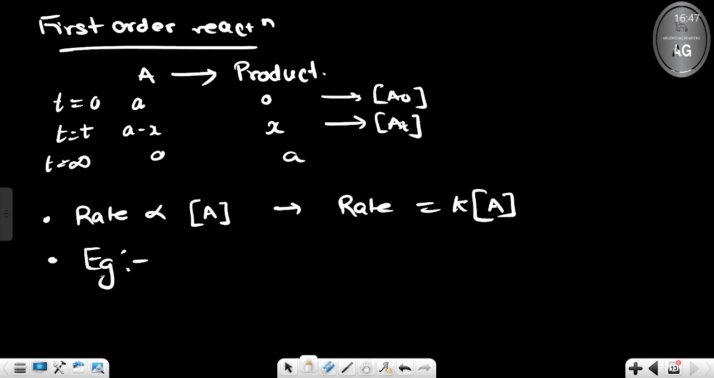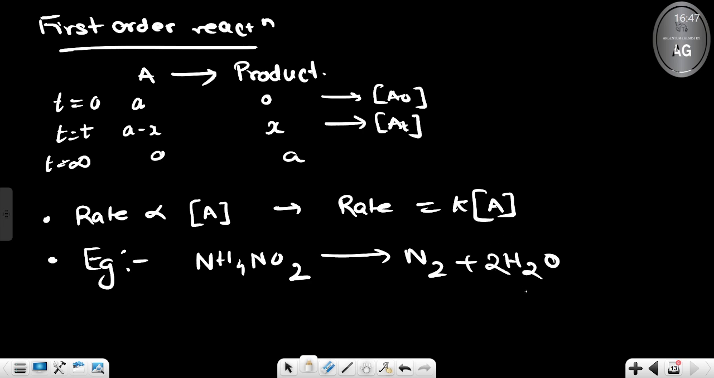Next is example. There is no limit to the examples because most of the reactions occurring are first order reactions. So any common example you can think of is an example of first order reactions only. For example, let me give you one example. This reaction you have done in class 10: ammonium nitrite gives you N2 plus water. Please balance the equation. Anyway, this reaction is a first order reaction.